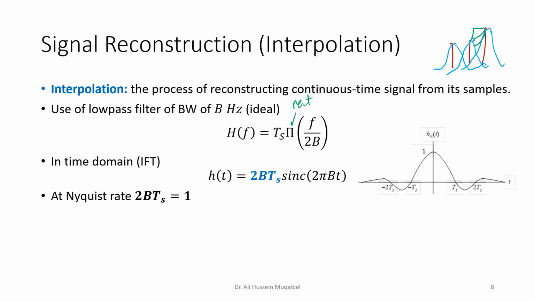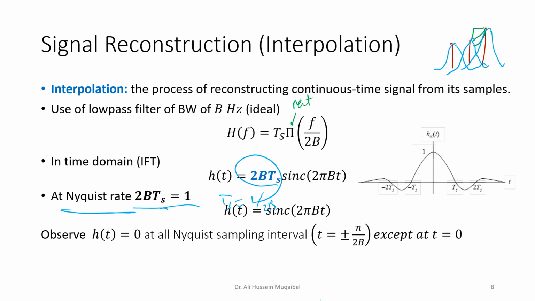A special case: if we are doing it at Nyquist rate, remember at Nyquist rate, Ts equals 1 over 2B, which means 2B times Ts equals 1. So we can replace this with just 1, and we simply can say that the impulse response or the interpolation function is just a sinc function with the following coefficient.